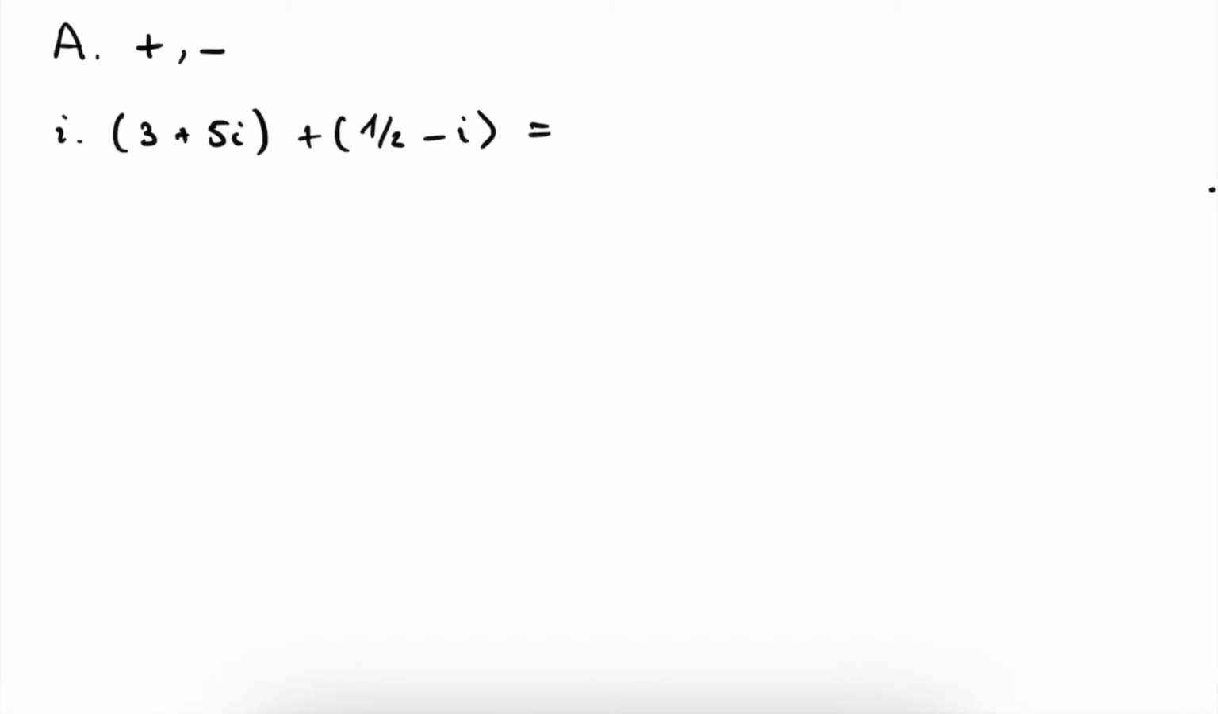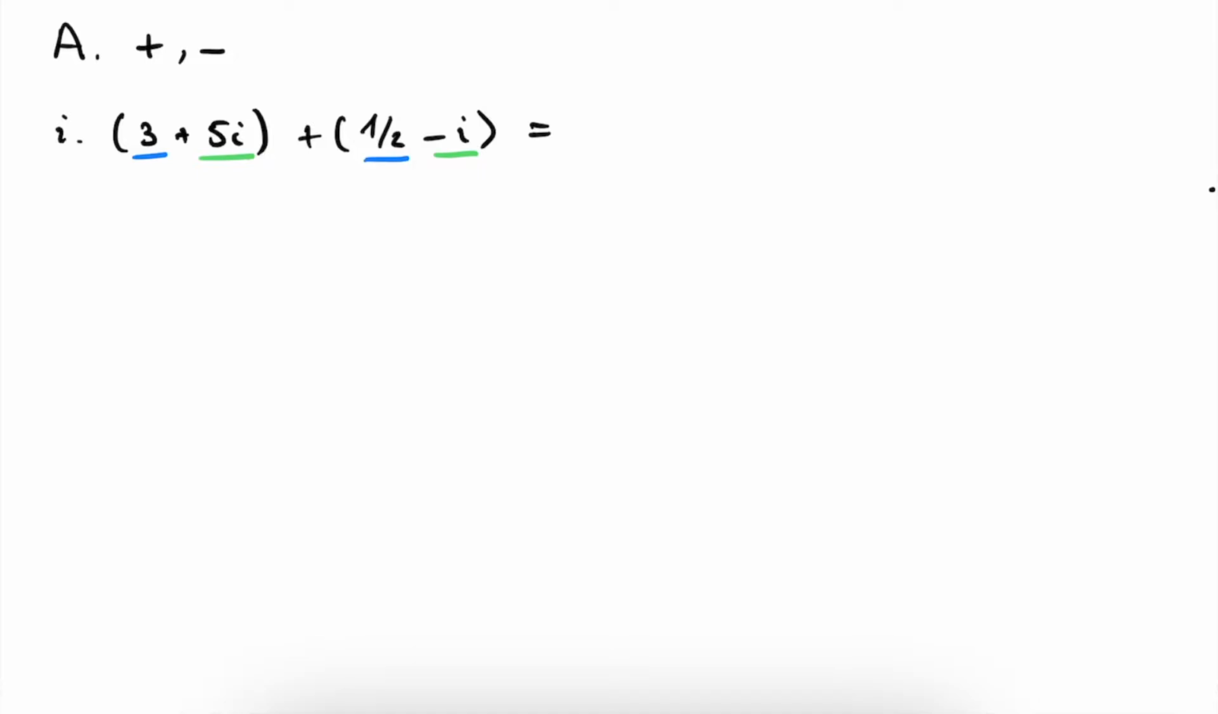In the first part, we are going to look at addition and subtraction of complex numbers. The first exercise is where we have to add 3 plus 5i, which is a complex number, plus 1/2 minus i. And here we already come across the first and most important principle about complex numbers, which is that when we have to add or subtract or do any operations between two or more complex numbers, we always compare the real parts with each other and the imaginary parts with each other. And we separate these parts when doing the operation.